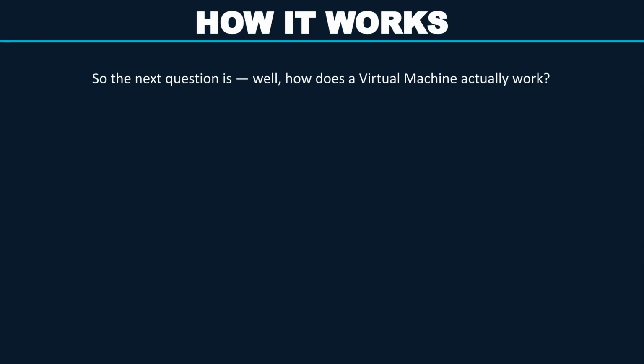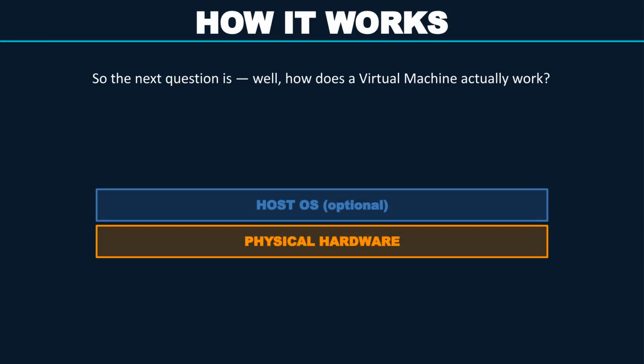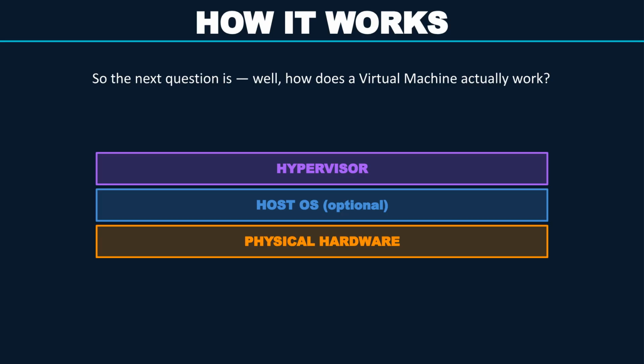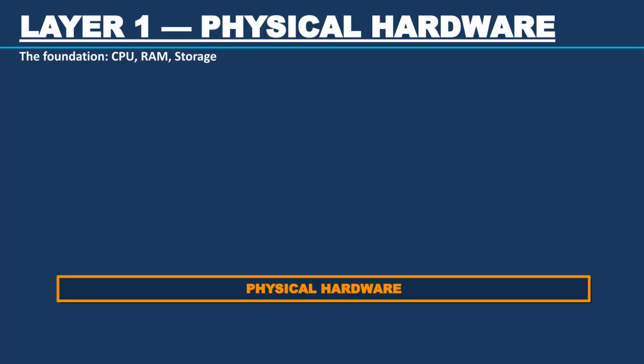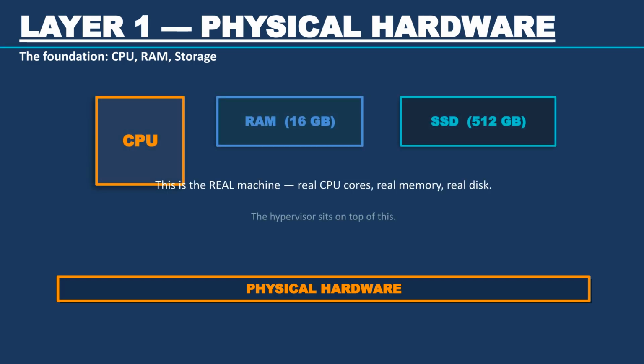So how does a virtual machine actually work? It involves layers: the physical hardware, an optional host OS, the hypervisor, and the multiple virtual machines on top. Layer 1 is the physical hardware, the foundation of the system. This is the real machine with actual CPU cores, RAM, and disk storage. The hypervisor is installed directly above this layer.